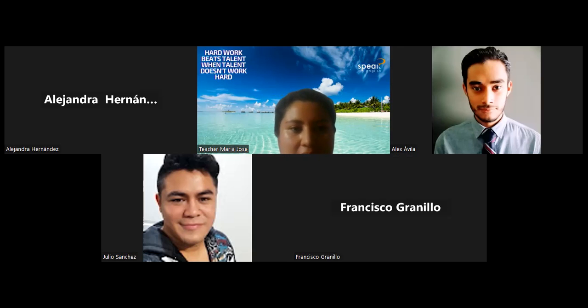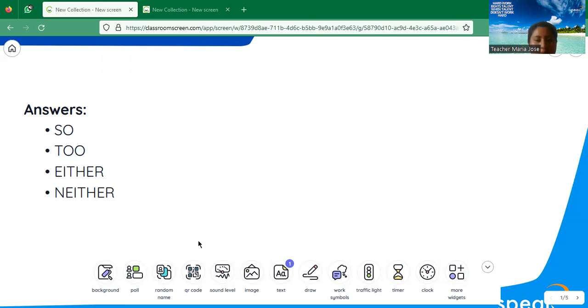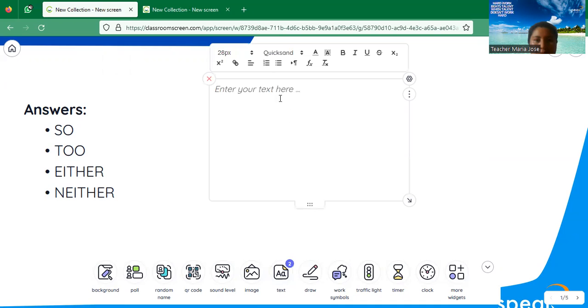Okay, let me share my screen and we can begin. All right. In the previous session, we started checking some information about the use of so, to, either, and neither to answer. Okay. So let's have some examples of how we use them. For the ones who were here in the previous class, Alejandra, can you give me an example of a question? Normal question, any question.